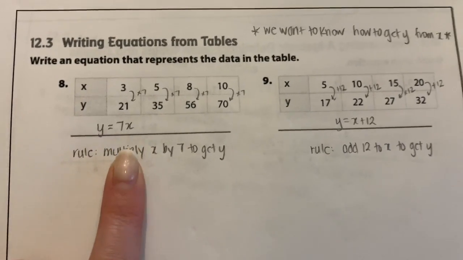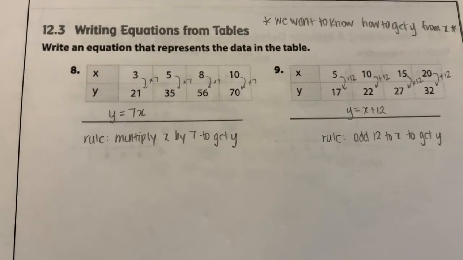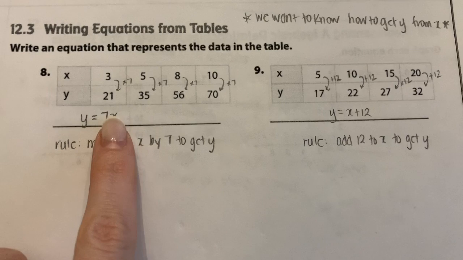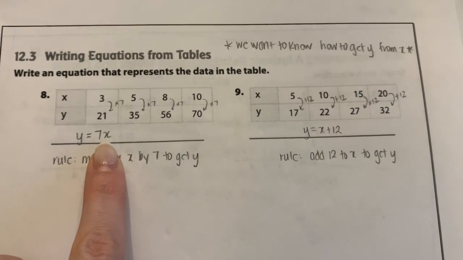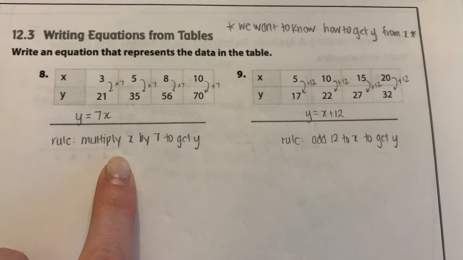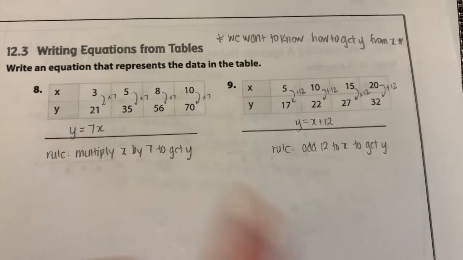And make sure you guys are writing the coefficient before the variable. There was quite a few people on the homework who wrote the variable before the coefficient. You don't want to do that. Also, make sure that you're writing the actual equation. We're not just saying, oh, the rule is multiplied by 7. They want the equation. The equation is y equals 7x.